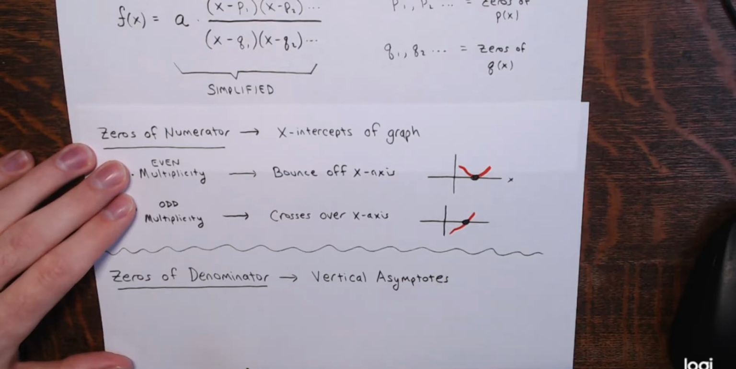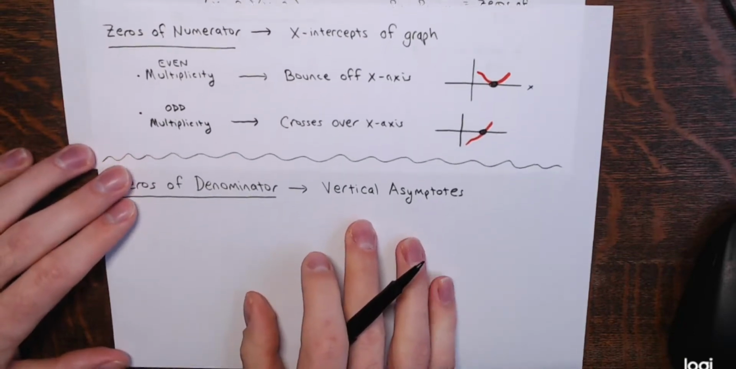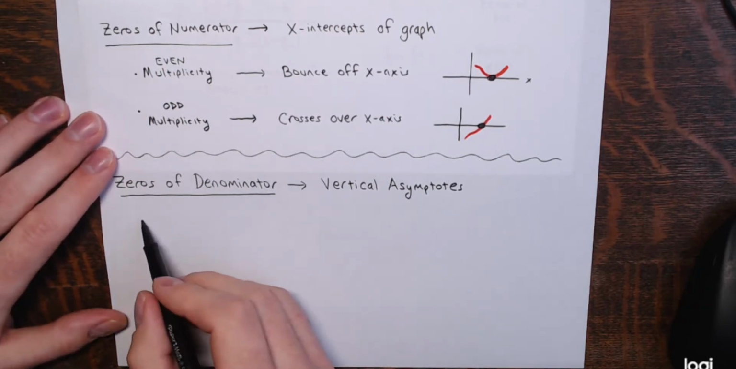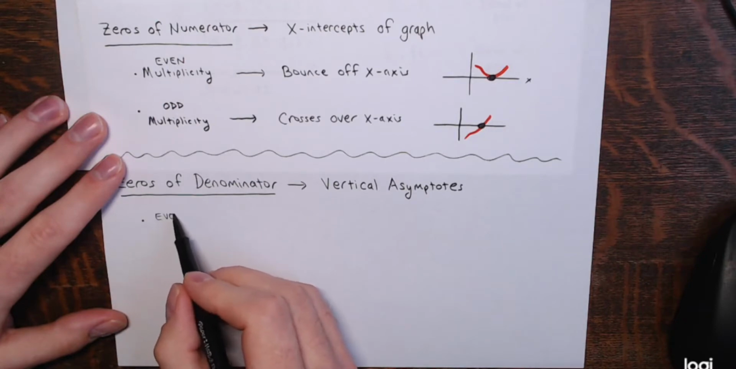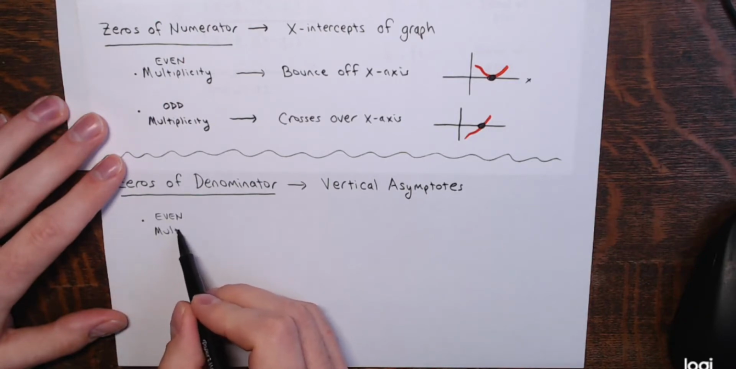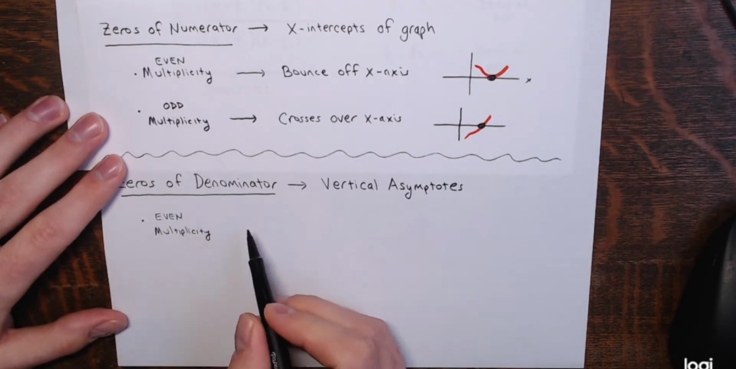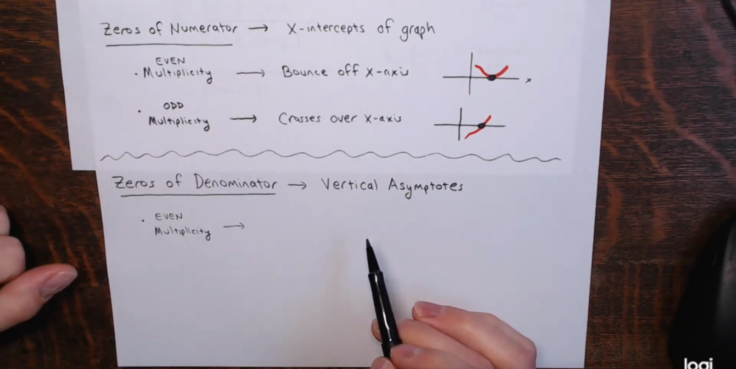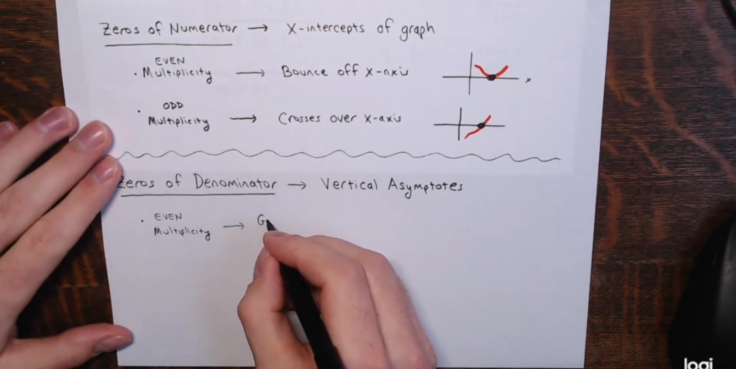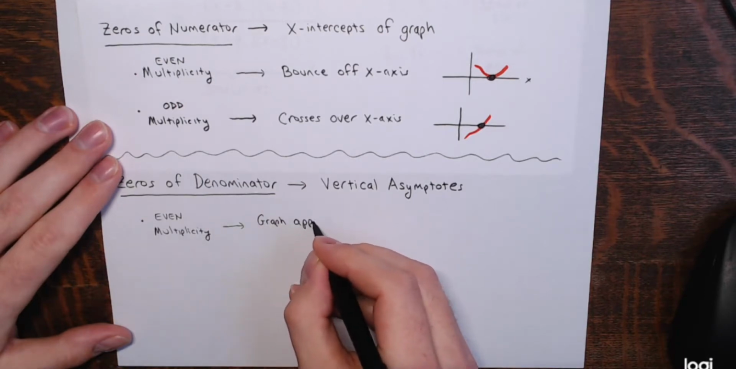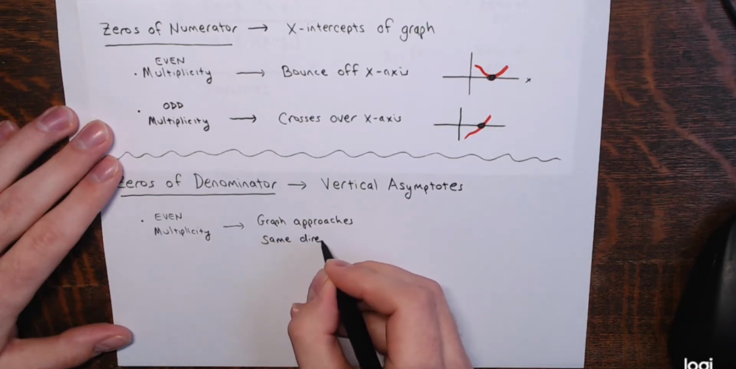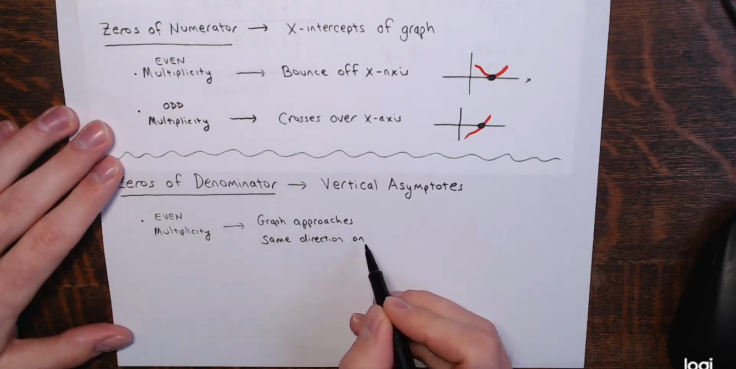Alright, now here's something that wasn't discussed in section 5.6, part 1. What about the multiplicities of these zeros? Well, if it's a zero with an even multiplicity, then what's going to happen around that vertical asymptote is the graph will approach the same direction on both sides. Graph approaches same direction on both sides of the asymptote. And here's what I mean by that in a picture. Same direction on both sides.